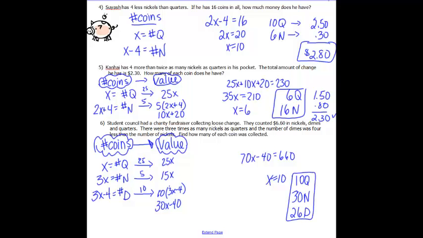If I check those answers, I would get 250 plus 150 plus 260. And when I take a total there, I do get $6.60, which checks.